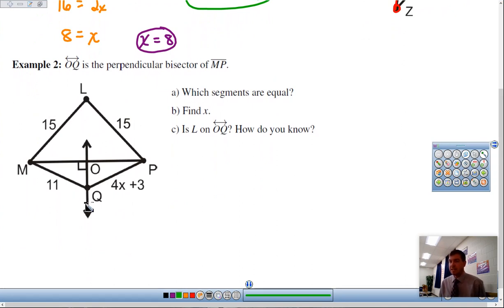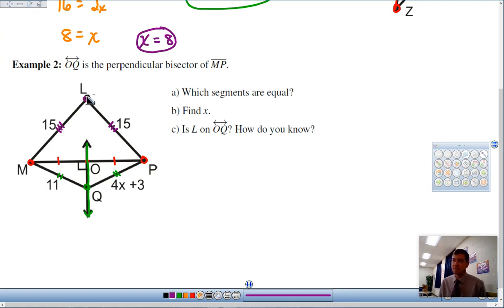In example 2, line OQ is the perpendicular bisector of MP. Well, let's look at the diagram. That first tells me that O is the middle of MP. So this is the same length as this. Q is a point on the perpendicular bisector, which means it will also be the same distance from Q to M as it is Q to P. And lastly, they already identified these as both being 15.